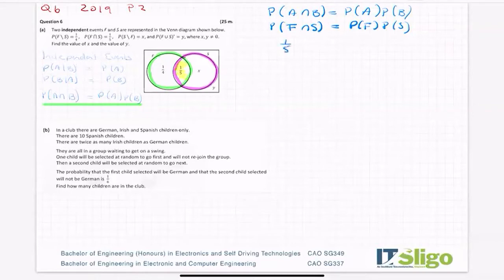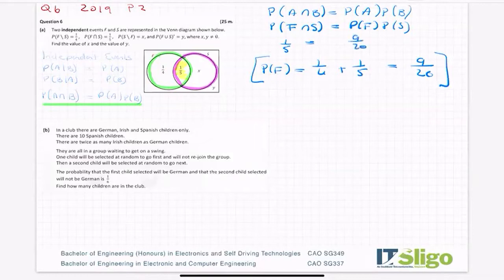We know this one is a fifth. We know that's equal to the probability of F, which I don't have yet, but let me work it out here. The probability of F is equal to a quarter plus a fifth. We put that into the calculator, and I'm going to have 9/20. So up here I have 9/20, and that's multiplied by the probability of S, which is a fifth plus X.